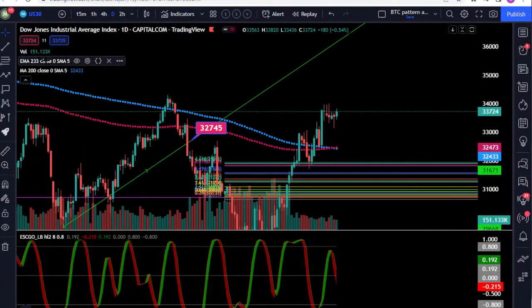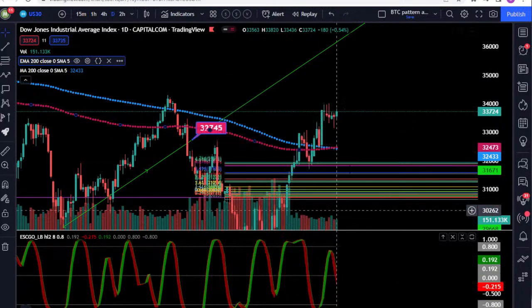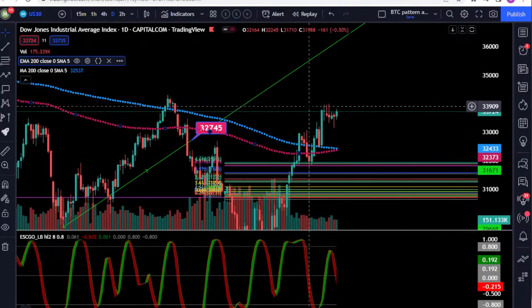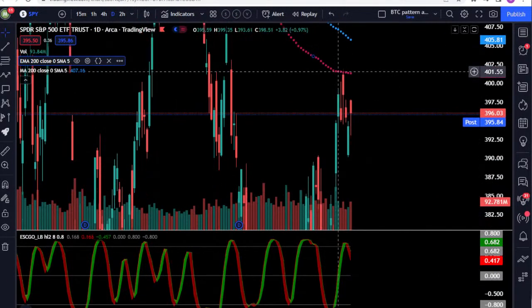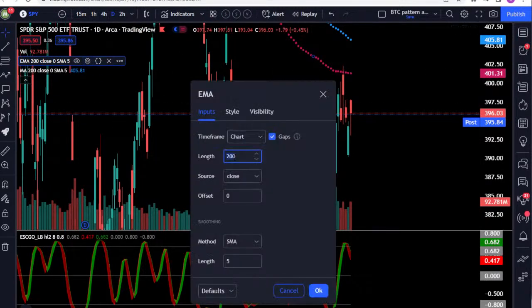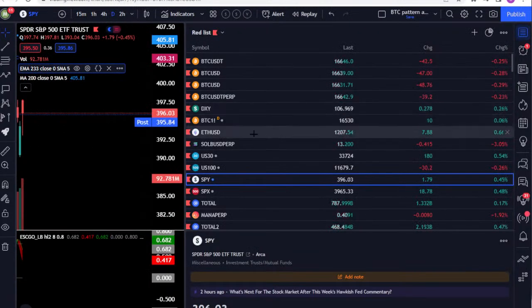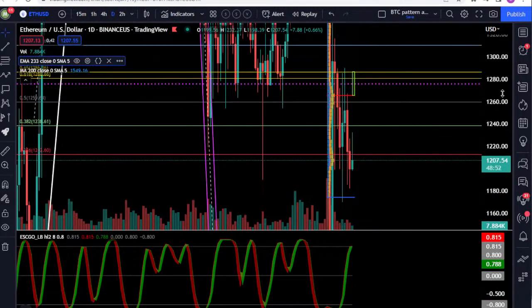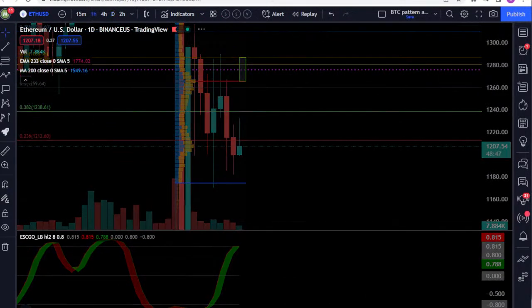Let me just put 200 here so you can see. It was a 200 EMA on the daily, kissed it perfectly, and oh, that was the S&P, sorry, not the Dow Jones. The S&P is the one that kissed the 200 EMA on the daily and got rejected over here, as you can see. Yeah, it was the S&P, not the Dow Jones. The Dow Jones is doing better than the Nasdaq and the S&P in my opinion, for some reason.